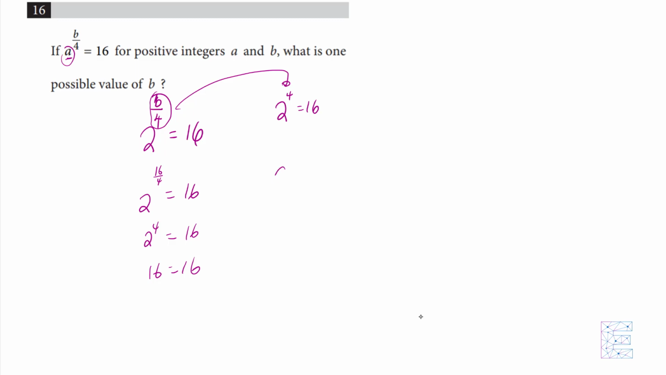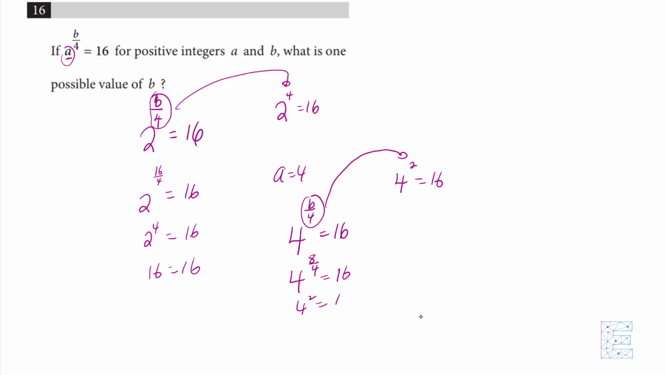If you made the a value a 4 instead of a 2, then we can ask ourselves, 4 raised to some value of b divided by 4 equals 16. And you would go, well, we know again just from basic arithmetic that 4 raised to the 2nd power is 16. So the question becomes, this division should give us a 2. What does b have to be to give us a 2 there? We would say, okay, b would have to be an 8. Why? Because 4 to the 2nd power equals 16.